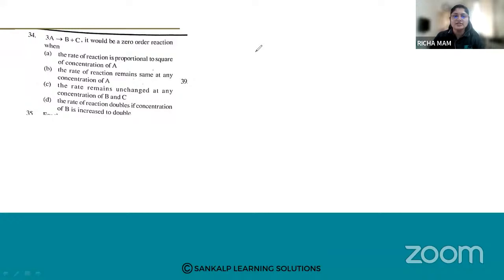So the reaction is 3A giving you B plus C. So what is the rate given as? The rate of a zero order reaction is concentration raised to 0. That is what will happen. The rate will remain the same at any concentration of A. So it is independent of concentration. So it is option number B. The rate of reaction will remain the same at any concentration of A. So option number B is the correct answer.